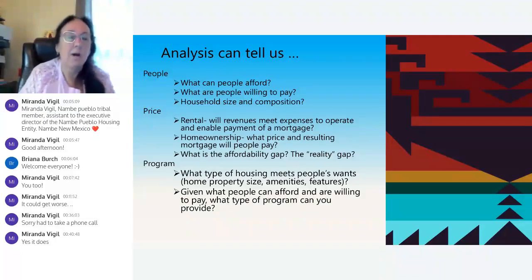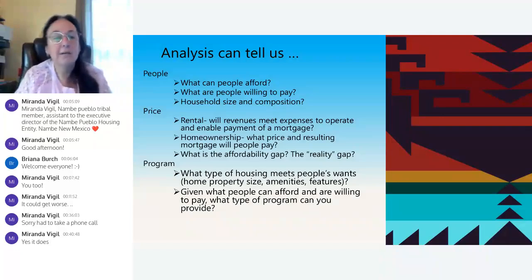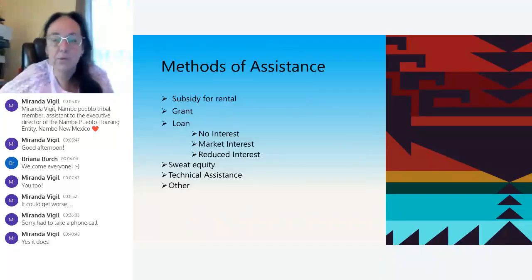So what type of housing meets people's wants? You know, what size home do they want? What kind of amenities? What kind of features? And given what they can afford, are you willing to pay? What kind of program are you going to provide them then? So those are all those questions that you have to ask.